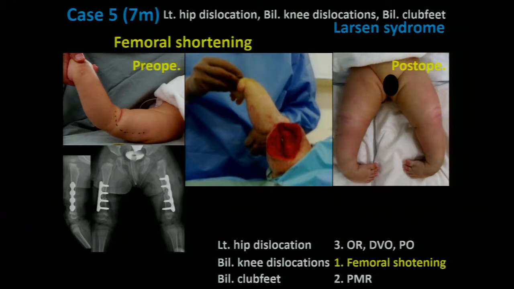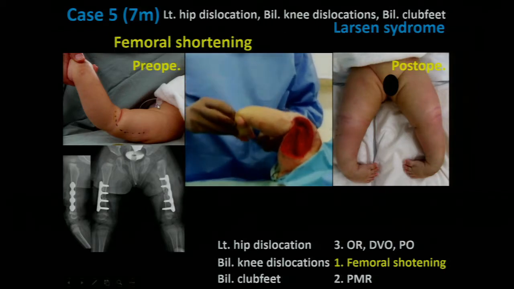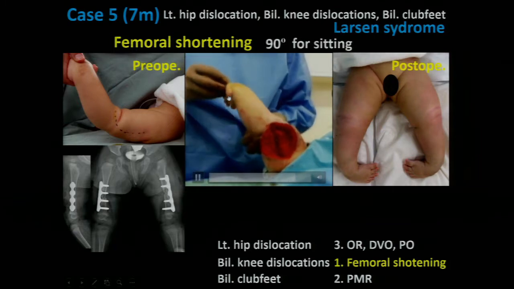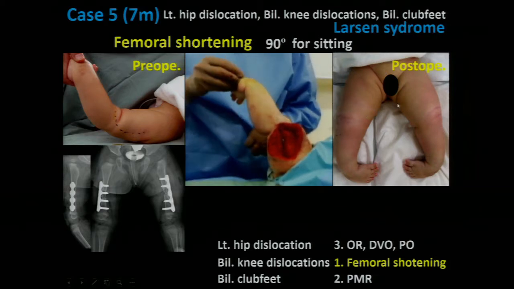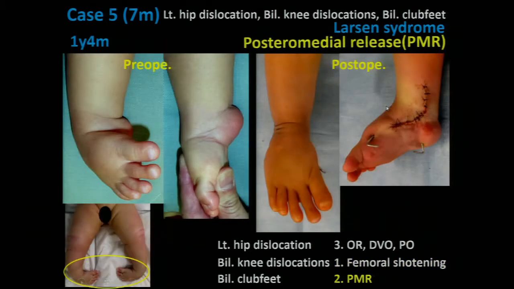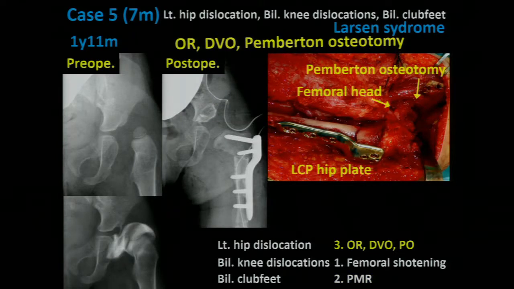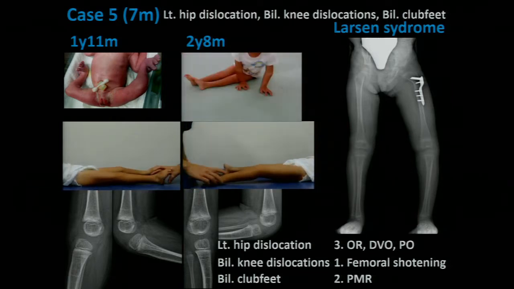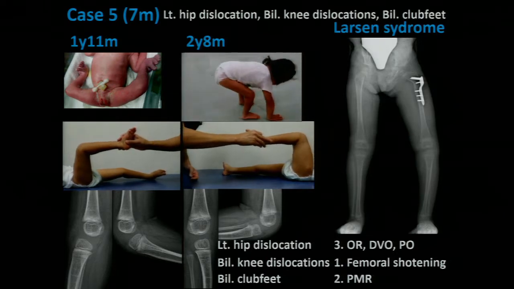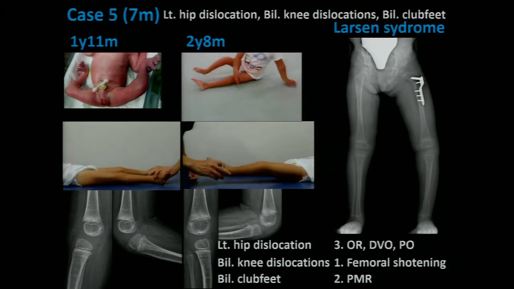So as you can see, before surgery here, it was hyperextended. So the goal of flexion is 90 degrees because this patient has to sit well. After surgery, the knee extended, the extension contracture recovered, and posteromedial release was performed at 1 year, 4 months. At 1 year, 11 months, open reduction and DVO Pemberton osteotomy were performed for this patient. So at 2 years, 8 months, you can see that this patient can stand on the floor by herself. So the range of motion is very good.